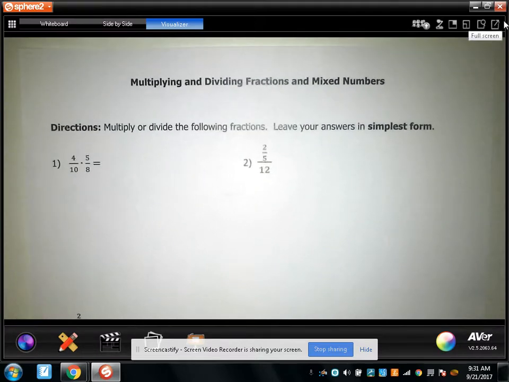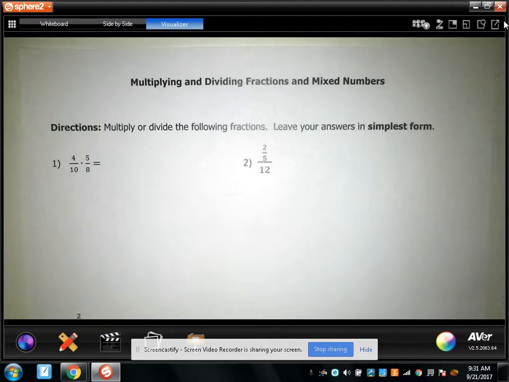All right, in this video, I'm going to go over how to multiply and divide fractions and mixed numbers. When you multiply and divide fractions, you do not need a common denominator. You only need a common denominator when you're adding and subtracting fractions.